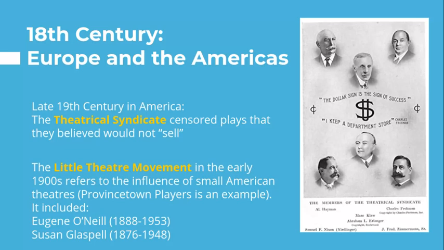Now, throughout the 1800s, melodrama, operettas, popular entertainment, and Shakespeare all existed side by side. And as we move to the Americas in the 1800s, we see that American theater was dominated by a group of businessmen called the Theatrical Syndicate. And that's what you're looking at here, these six men who had a monopoly of theatrical interests. And as a result, they were able to censor plays that they believed would not sell. As a result, European theatrical innovation took much longer to come to the United States.